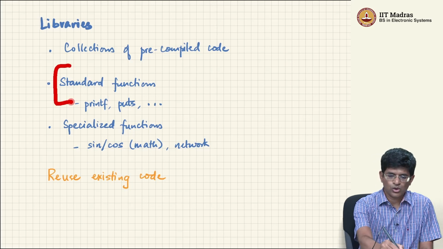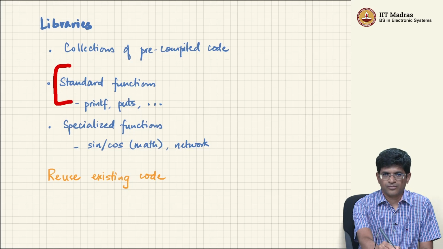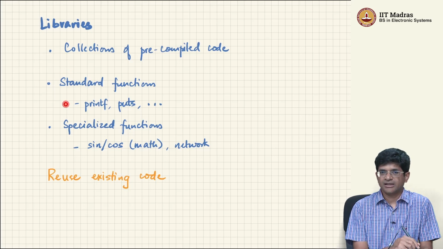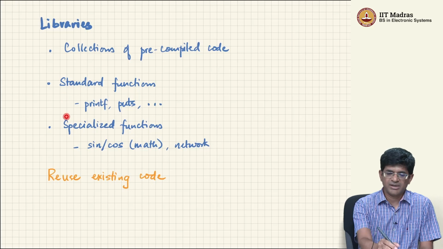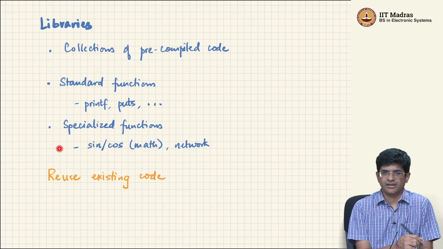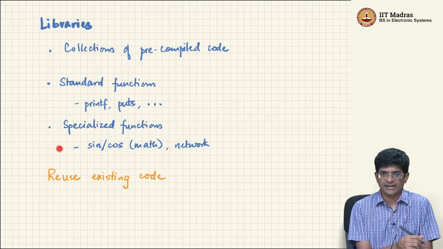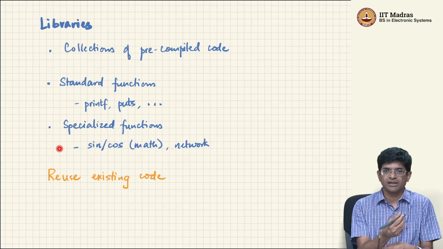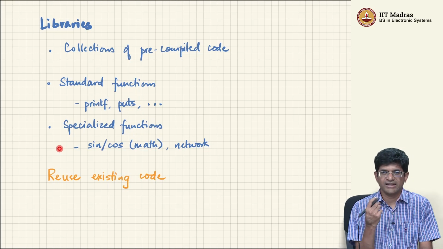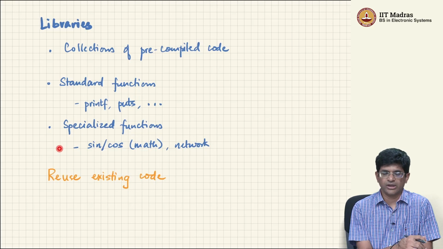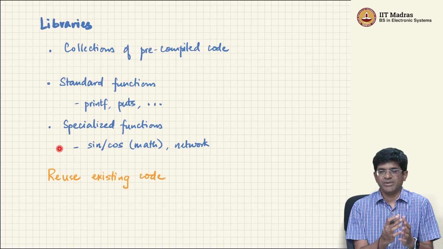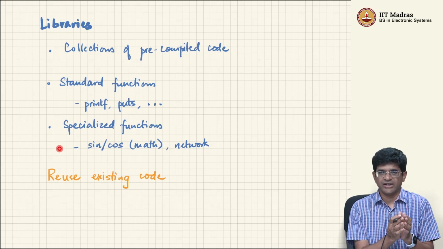That is part of the so-called standard library, right? Similarly, there may be certain other functions like sine, cosine, network related functions and so on, which again we assume are available, but may be specialized things that are not part of the standard library, the standard C runtime, right? And these kinds of specialized functions can also be included into our code. Usually we need to provide some kind of extra flag or an option to link that code into our program.